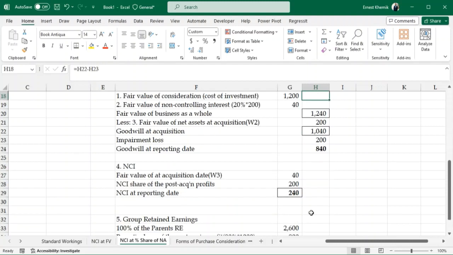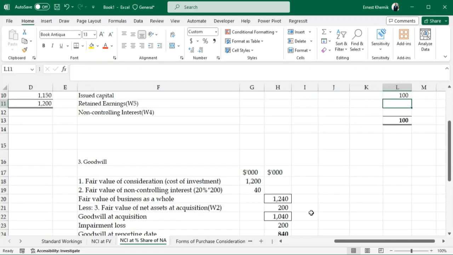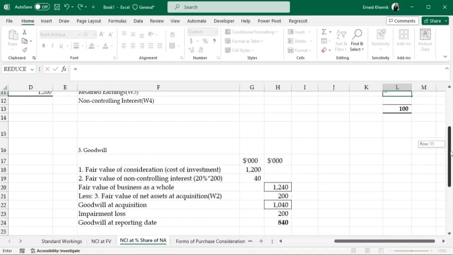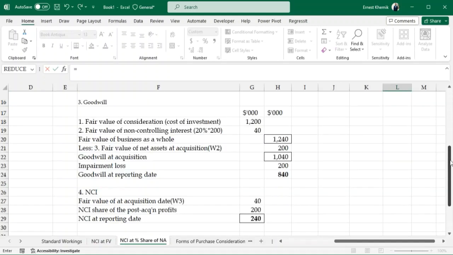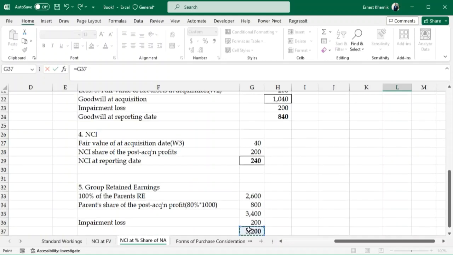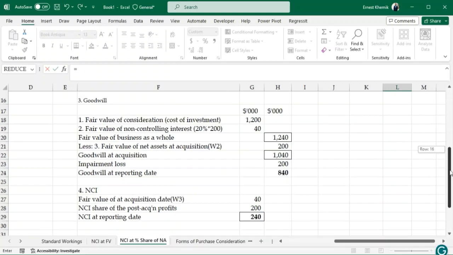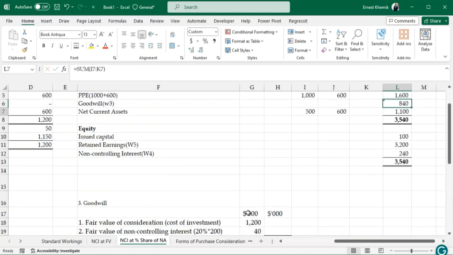Let's insert those figures into our consolidated financial statements so that I know that we are done with this particular video, and then I'll come and explain the treatment later. So our group retained earnings is 3,200, sorry, as we have there. So I'll link that, and then my non-controlling interest is 240. Link that. So as you can see, the consolidated financial statement balances perfectly.